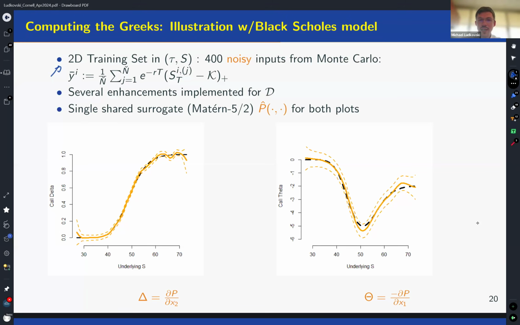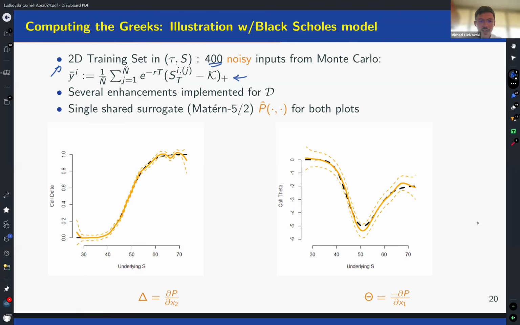I do the most naive thing. I run Monte Carlo and do empirical averages. This is my input data. I do this 400 times, which is quite small, and I'll come back to that. I collect the corresponding empirical averages, running Monte Carlo at every input 400 times, and that's in 2D.